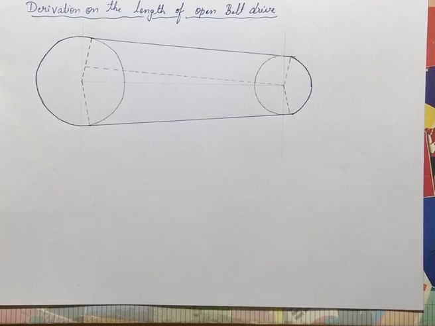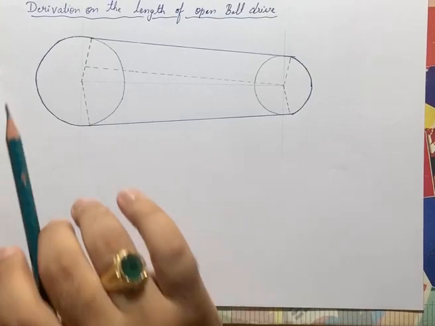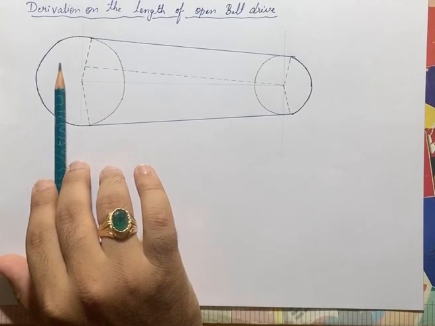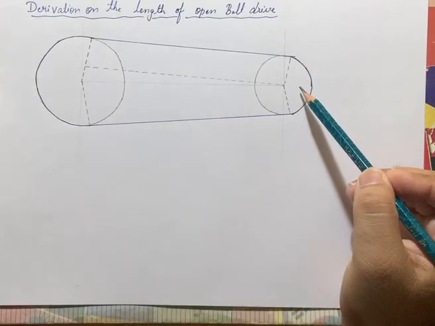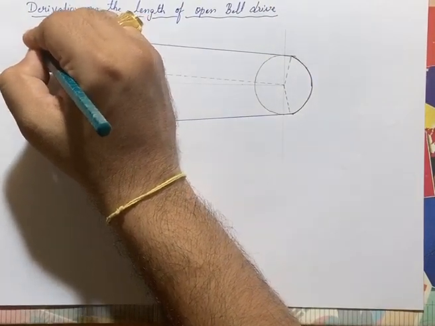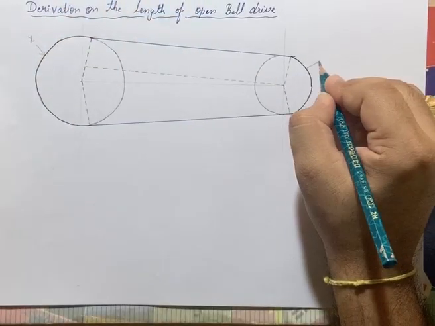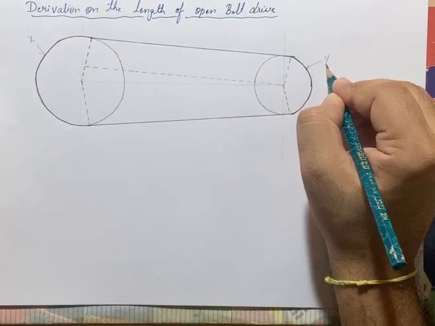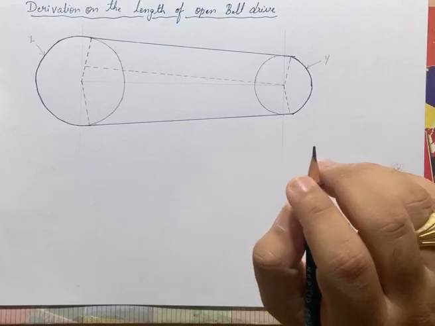In this video we're going to learn how to derive the length of a belt in an open belt drive. Belt drive means we'll have two pulleys, one is a driver pulley and the next one is a driven pulley. Let us assume this is pulley X, which is the driver, and this is the driven pulley, that is pulley Y.